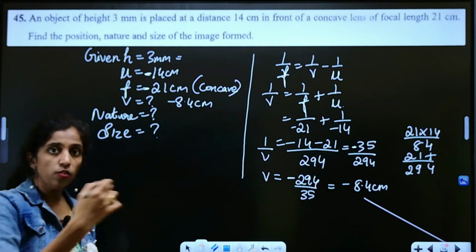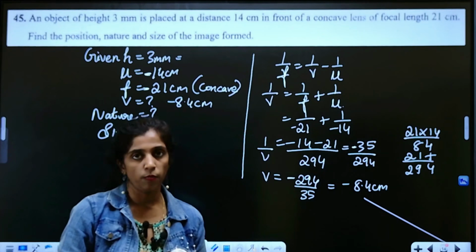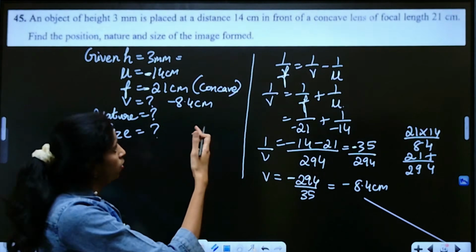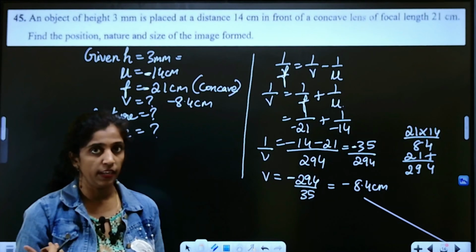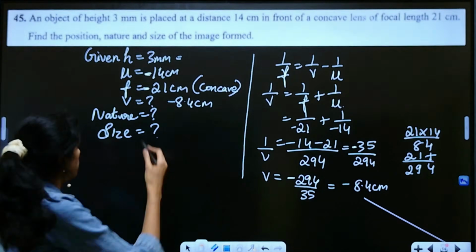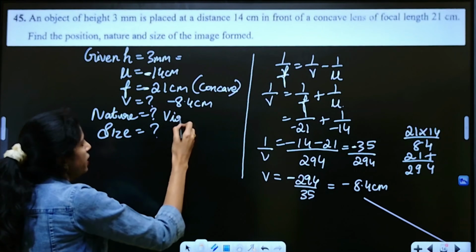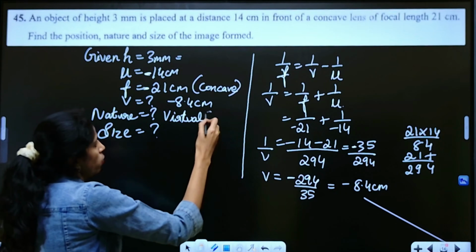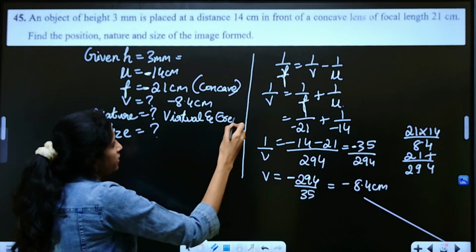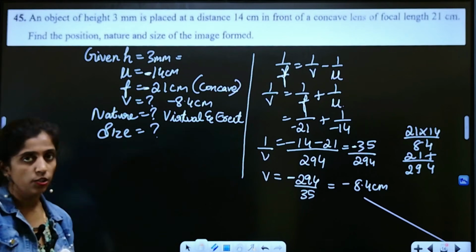Since here v is also negative, what type of image is formed? It's a lens, so the image is formed in front of the lens, right? That's the reason the nature of the image formed is virtual and erect. This you should be knowing. Based on the sign convention, you can easily say that the image formed is virtual and erect.